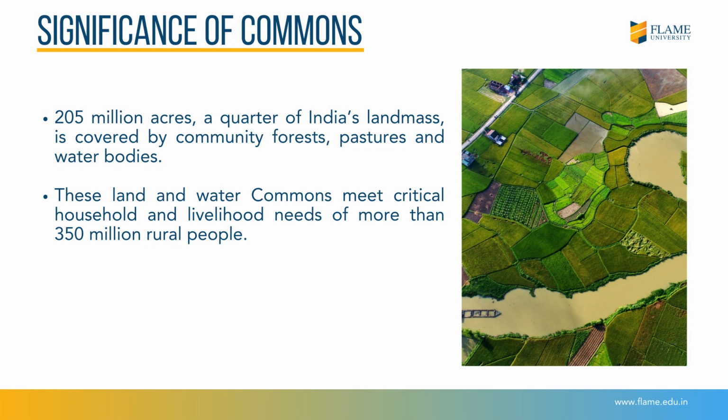If you look at these commons together, though there has been no very contested estimate, as per one estimate by an institution which has been working around commons for long, the Foundation for Ecological Security, based out of Anand, there are about 205 million acres of area, a quarter of India's land mass, under commons. It could be community forest, pasture lands or wetlands, including sacred groves, and so on. Together these land, water and forest commons meet critical household needs of more than 350 million rural people, almost 35 crore people, a little more than a quarter of the population.